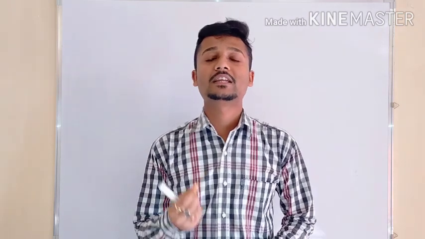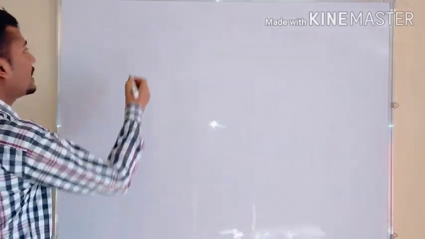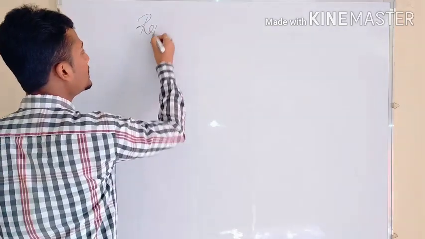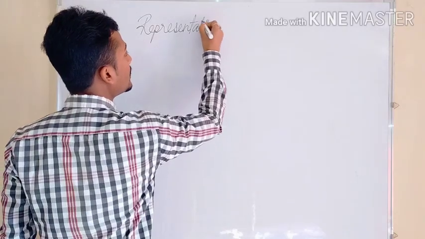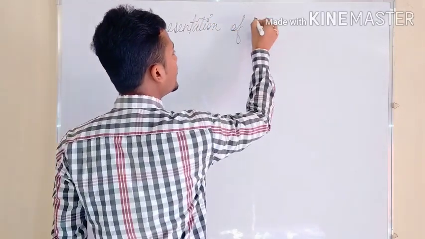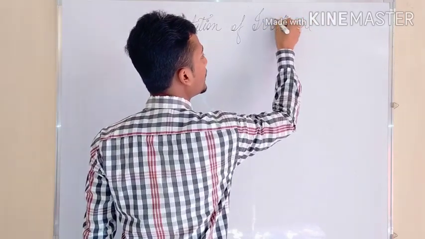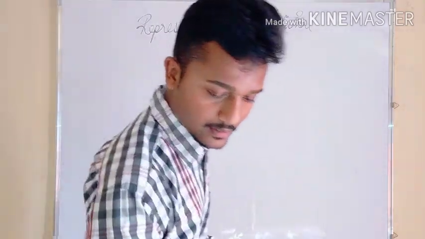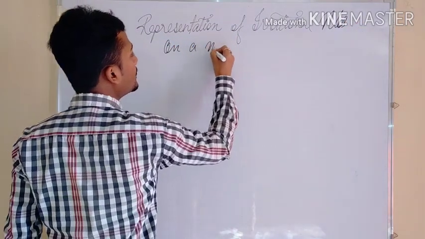So in our last video, we discussed how to represent an irrational number on a number line. Today we will continue with that part, but with some different types of questions. So again, today's topic is representation of irrational numbers on a number line.